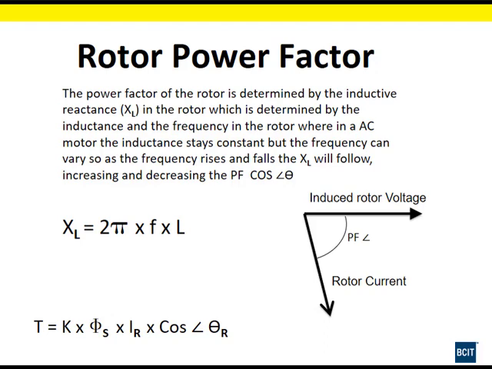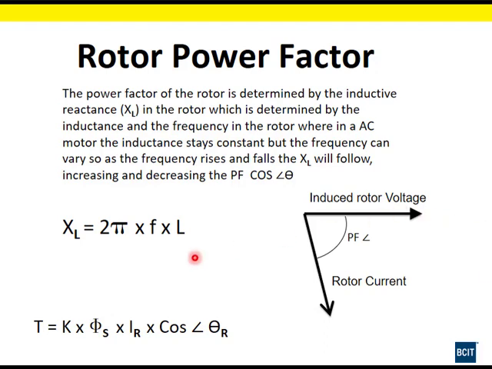So right now, let's have a look at the power factor of the rotor. The rotor is an inductive load, so it will have a power factor. The power factor of the rotor is determined by the inductive reactance in the rotor, which is determined by the inductance and the frequency in the rotor. In an AC motor, the inductance stays constant, but the frequency can vary. And as the frequency rises, the XL will follow, changing the power factor.